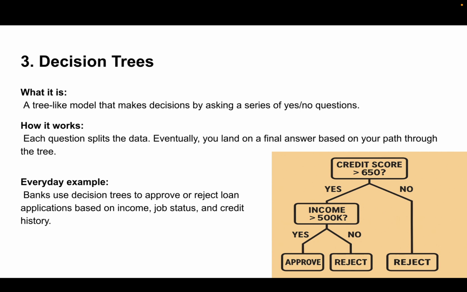So decision trees, it's a tree-like model that makes decisions by asking a series of yes or no questions. How does it work? Each question splits the data. Eventually, you land on a final answer based on your path through the tree. Everyday example, banks use decision trees to approve or reject loan applications based on income, job status, and credit card history.